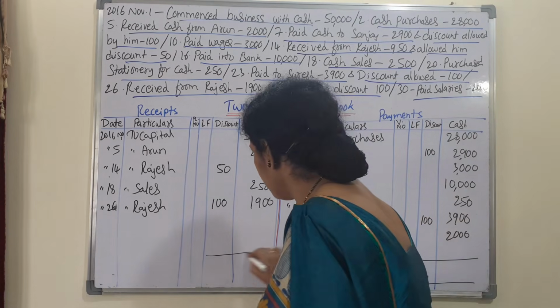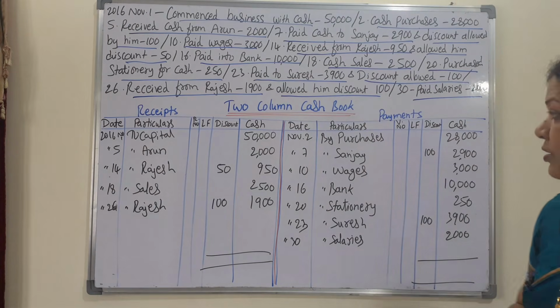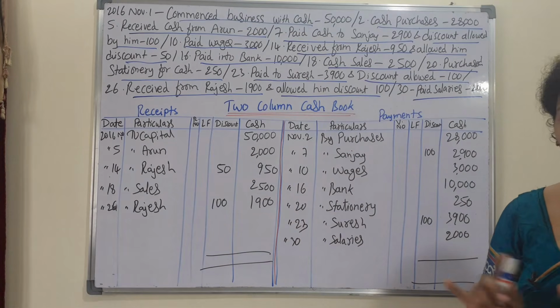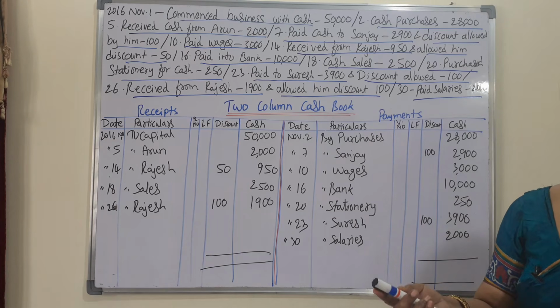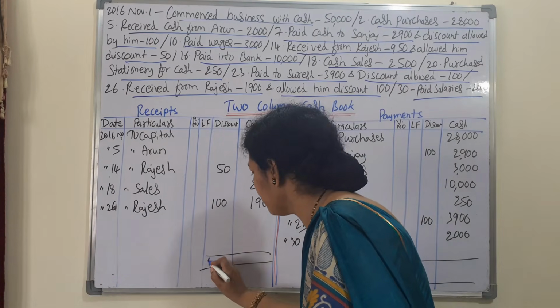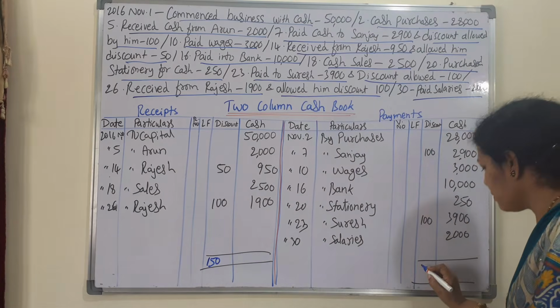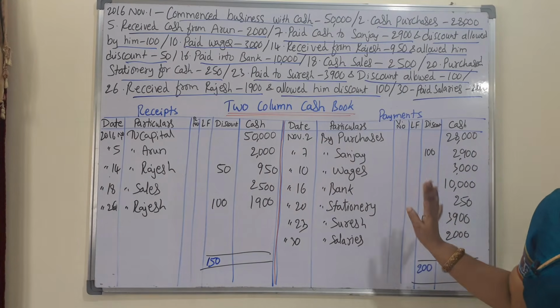Over, we'll close this. For closing, what we do is total up the discount columns as they are and write them there. We need not balance the discount. Whatever discount we got or allowed, we write it as it is. So here discount is 150 and here discount is 200, and the cash amount will balance it.